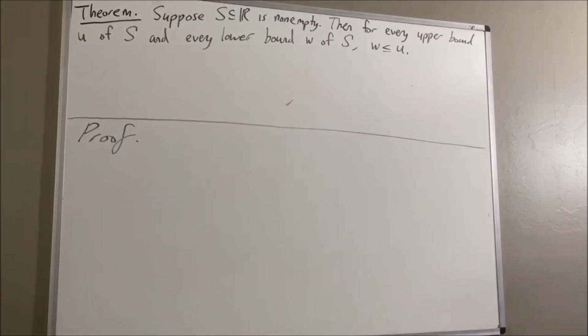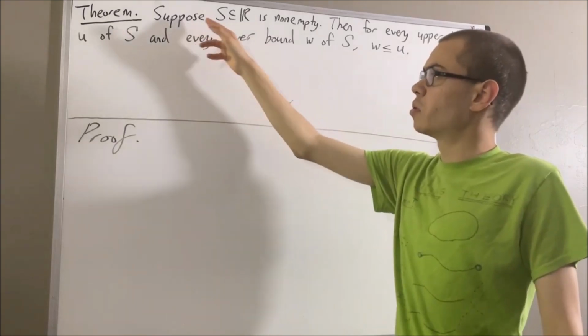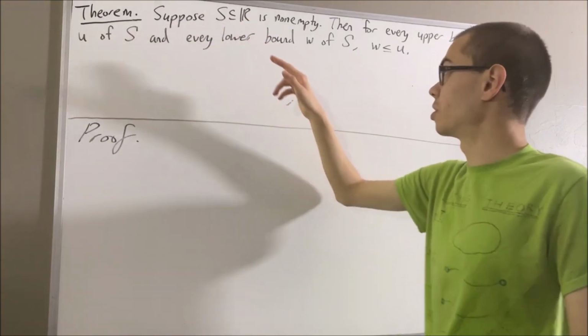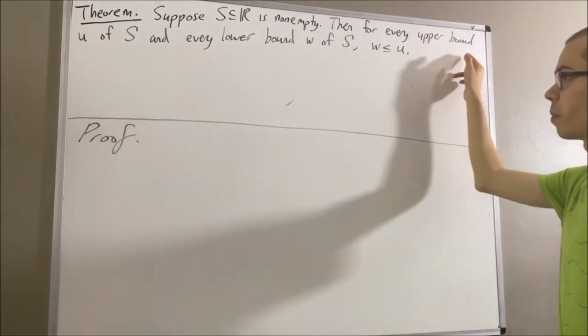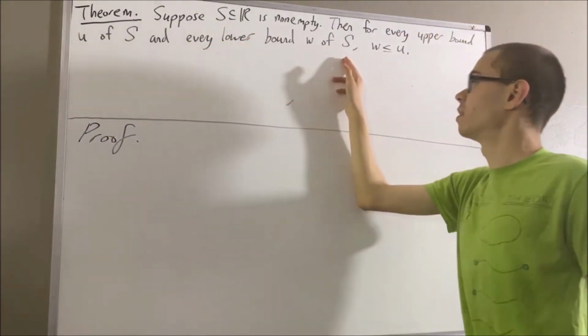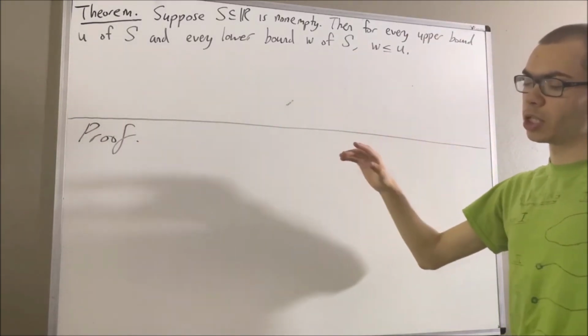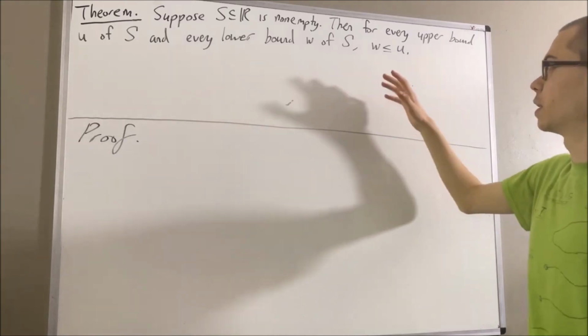Hello! In this video, we are going to prove the following theorem. Suppose S is a non-empty subset of real numbers. Then for every upper bound U of S and every lower bound W of S, W is less than or equal to U. Okay, now before we get into the proof, I would first like to state our definition of an upper bound and a lower bound.